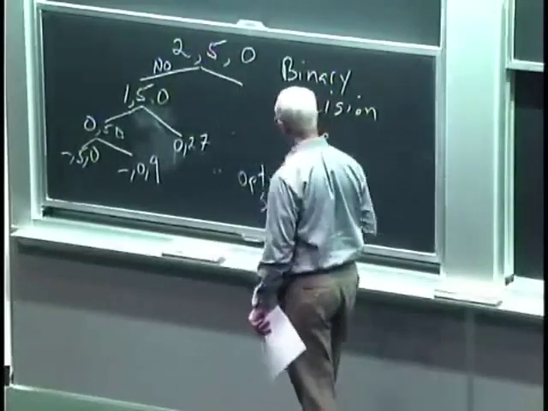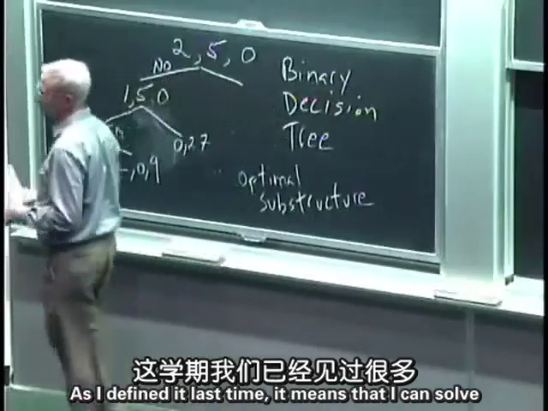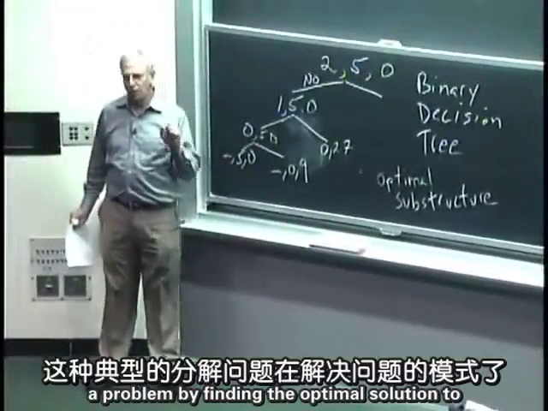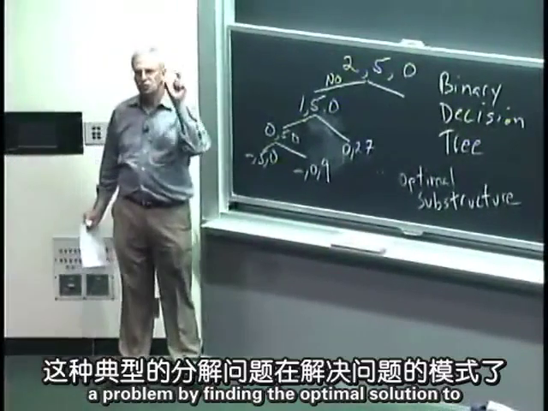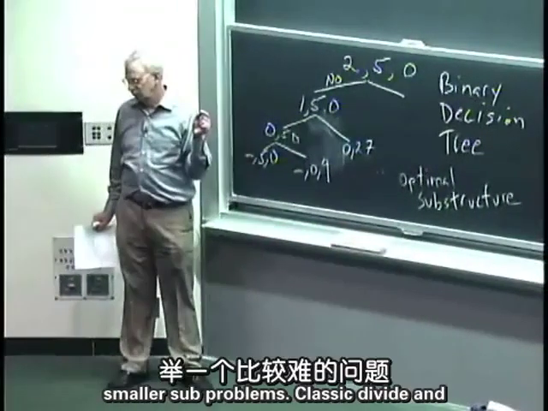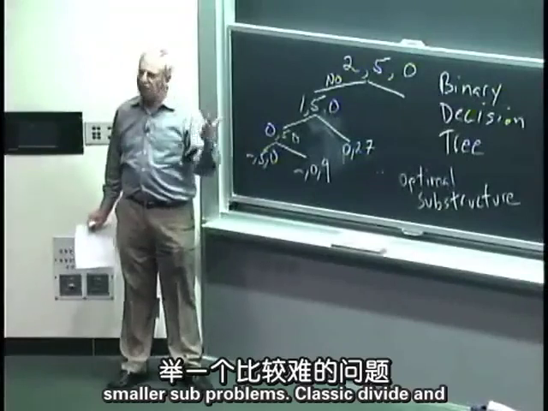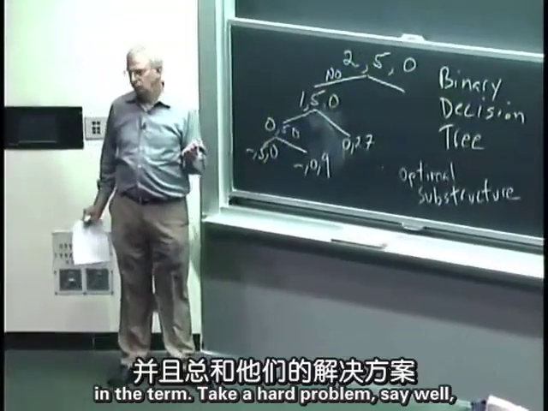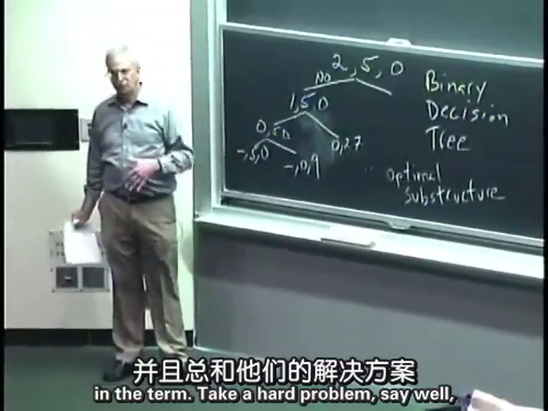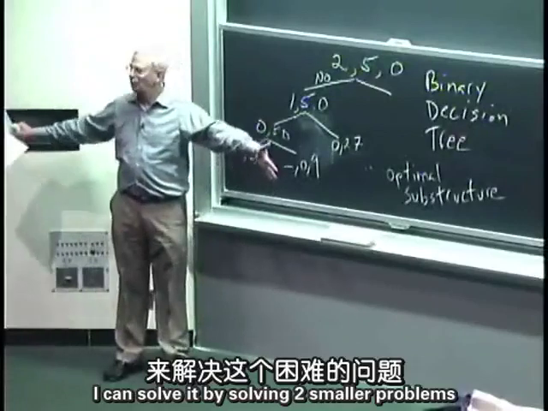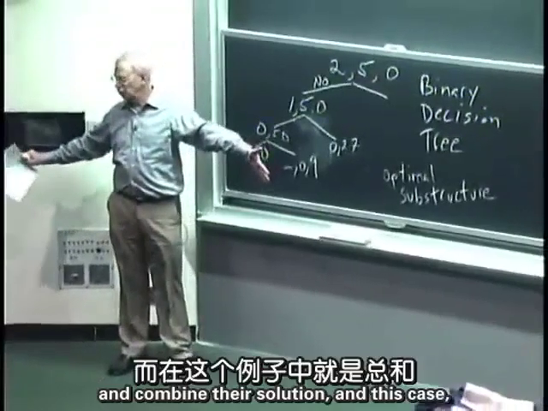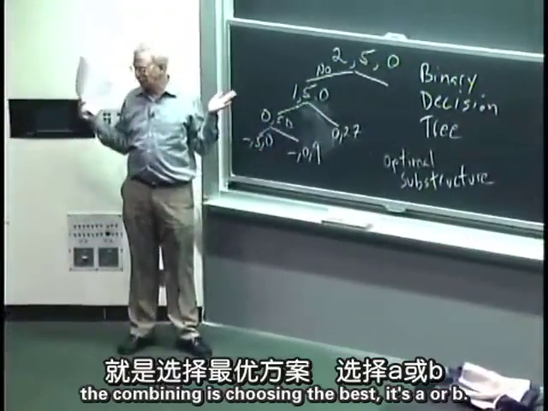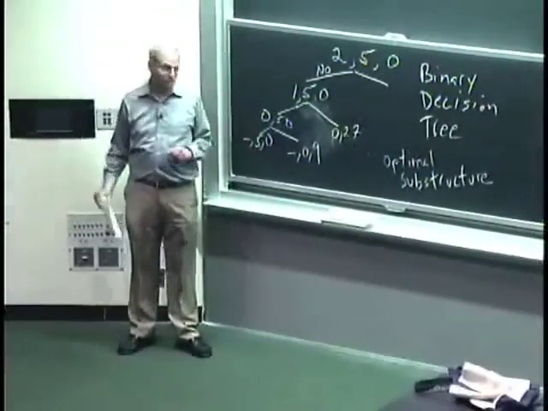As I defined it last time, it means that I can solve a problem by finding the optimal solution to smaller subproblems. Classic divide and conquer that we've seen over and over again in the term. Take a hard problem, say, well, I can solve it by solving two smaller problems and combine their solution. In this case, the combining is choosing the best. It's A or B.